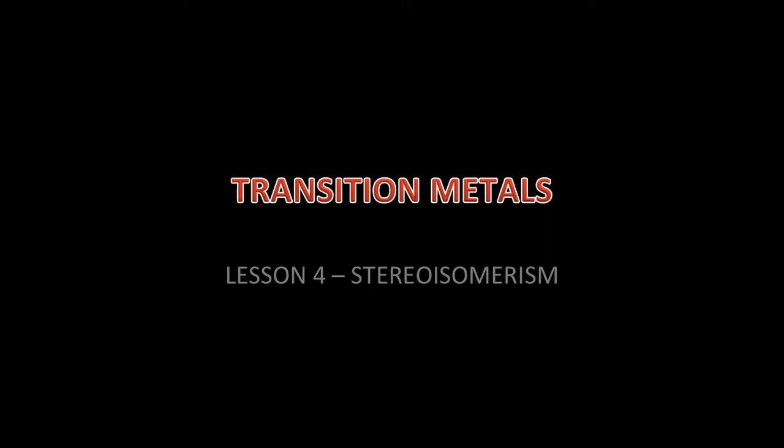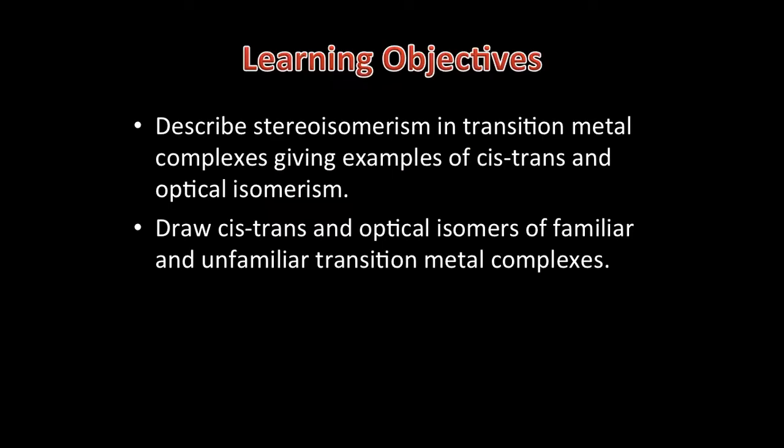This is lesson 4 in the transition metals unit from F325. This lesson covers stereoisomerism found in complex ions. If you remember back to AS chemistry, we covered one type of stereoisomerism, which was EZ isomerism, and a specific type of EZ isomerism, which was cis-trans.